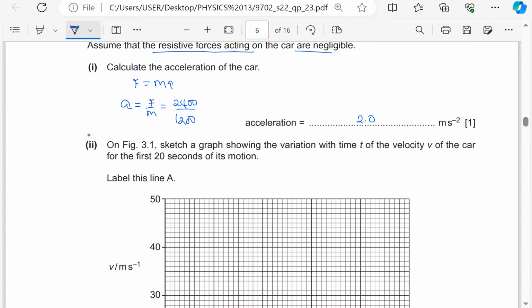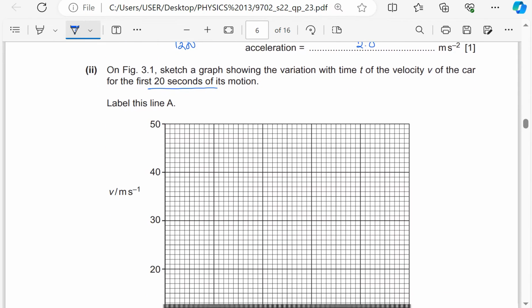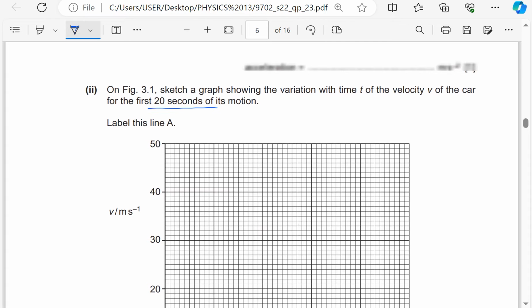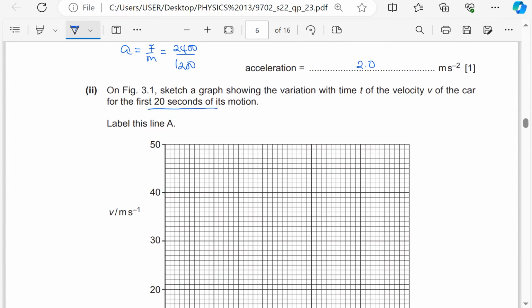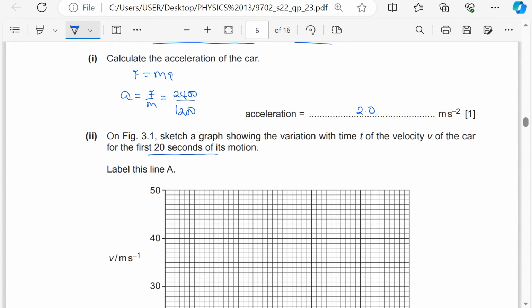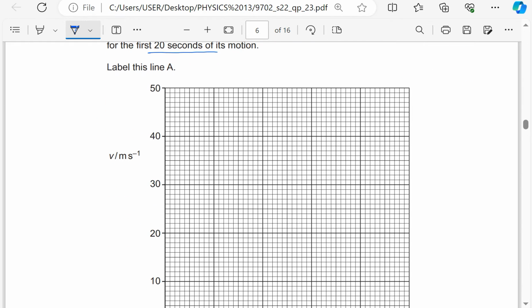On the figure, sketch a graph showing the variation with time t of the velocity v of the car for the first 20 seconds of its motion. First 20 seconds, velocity against time. This is a constant acceleration. So for the first 20 seconds, notice that the acceleration is 2 meters per second squared.